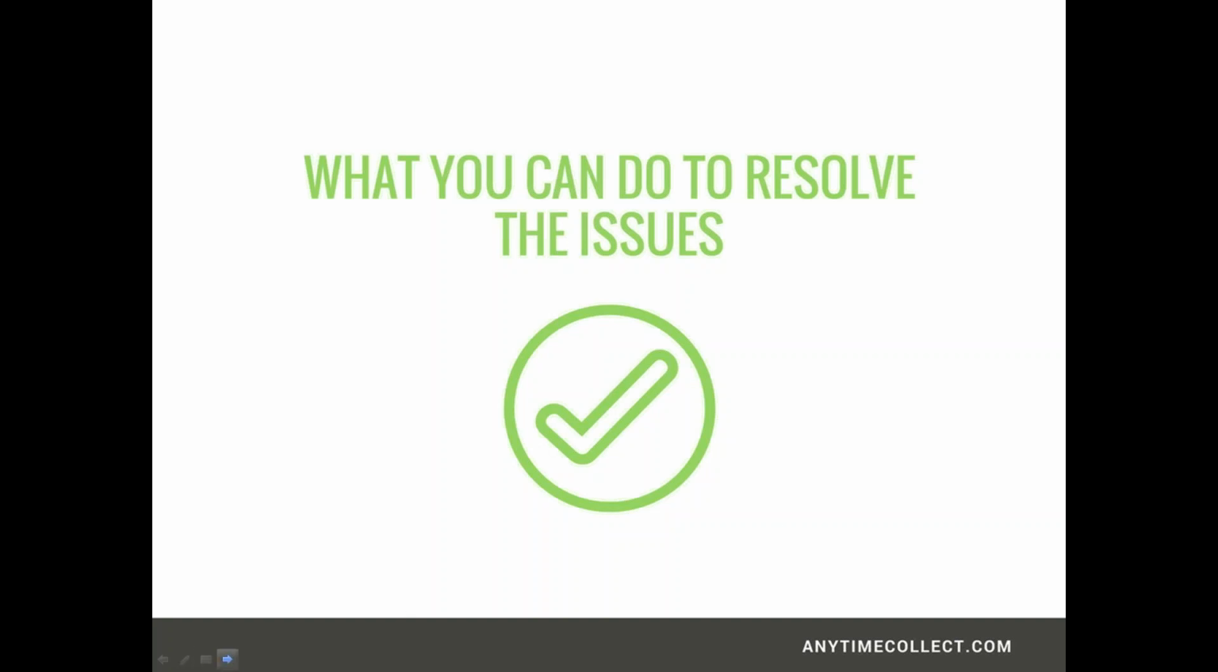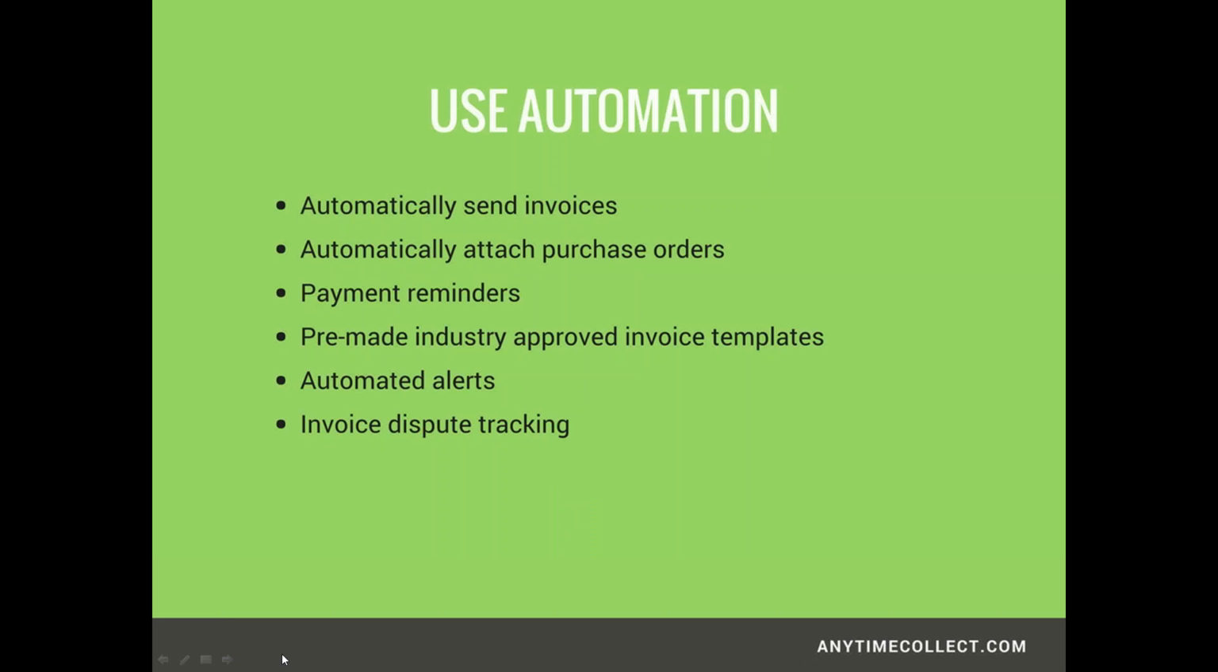So what can you do to resolve the issues? We suggest using automation. This can automatically send invoices as soon as the invoice is created in your ERP system. It automatically attaches purchase orders to the invoice, so that you don't have to worry about that purchase order not going out with the invoice. Using payment reminders: the invoice might have gone past due, and a payment reminder instantly goes out via email to your customers. Using invoice templates that are already in your automation system that typically tend to be better than the ones that are in your ERP system.